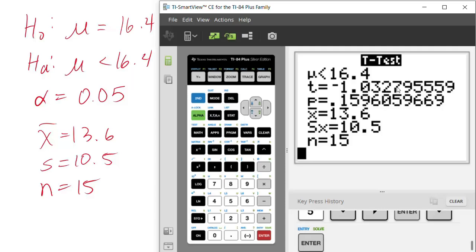Next line is the test statistic. You can ignore that because we're doing a p-value approach. The p-value is around 0.16. The p-value is basically saying that if the null hypothesis was true, the percentage of samples that could yield data this extreme for samples of size 15 is around 16%. It would not be uncommon to see such a sample if the null hypothesis was true. Therefore, we aren't able to reject the null hypothesis.